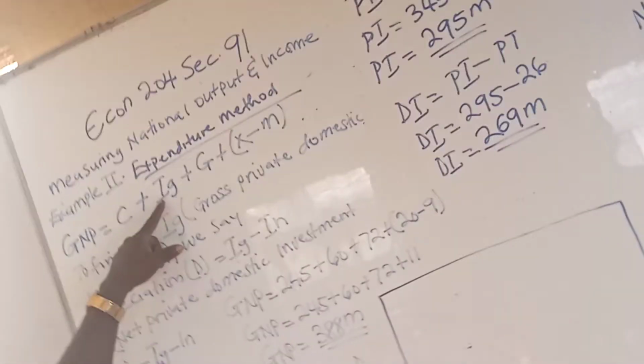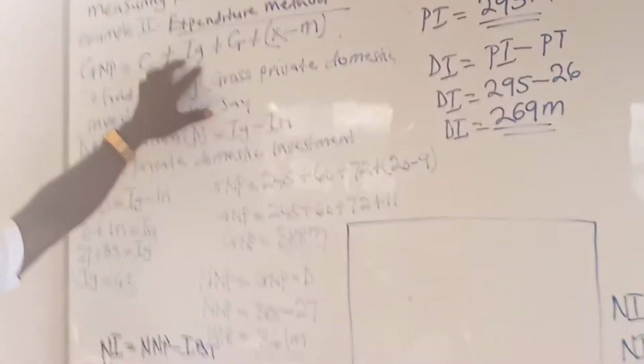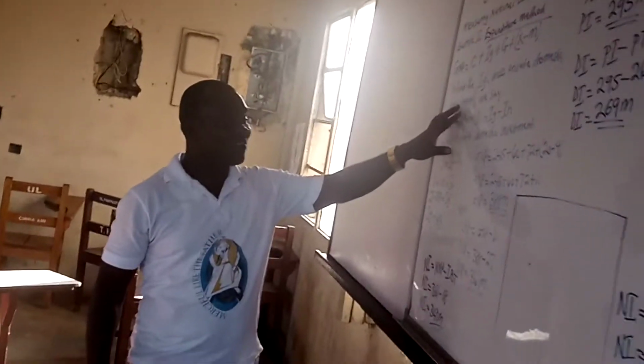We are measuring national output in Econ. This is example 2, and we are going to work example 2. We start with example 1, whereby we measure national output. At that time, we only had one I, and the I stands for investment. But now this IG is in example 2. The IG stands for gross private domestic investment.